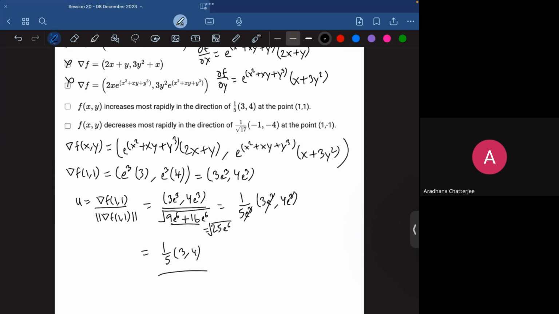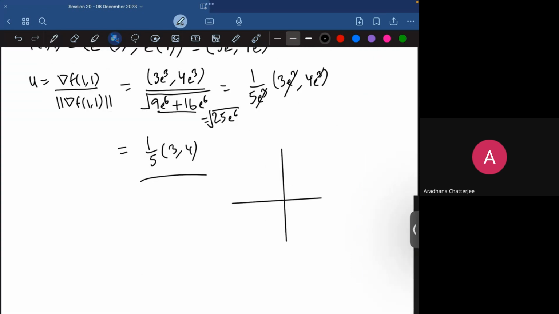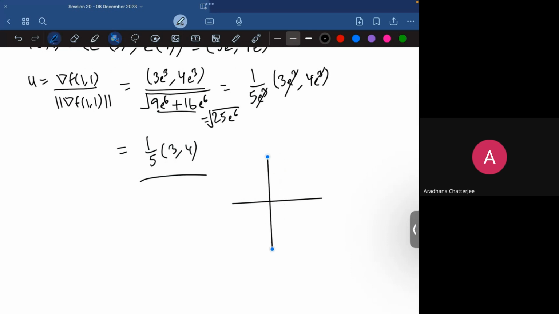Because see, if you have, say, this, now you have this line. So suppose this is the vector v. We want to find the directional derivative in this direction. Now, what we are taking the unit vector to be is just this v, but with norm 1. So this is going to be u, and this is just v divided by norm of v.